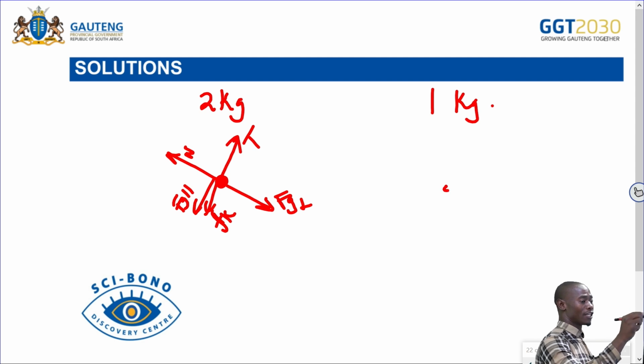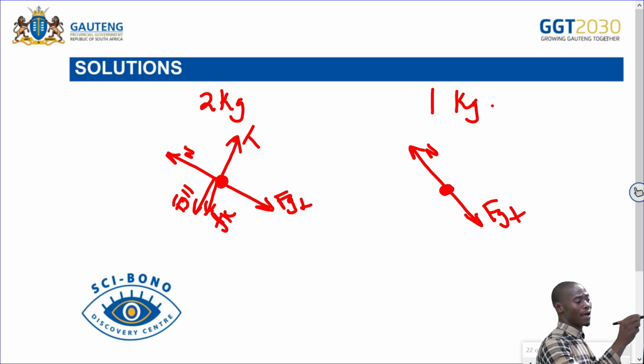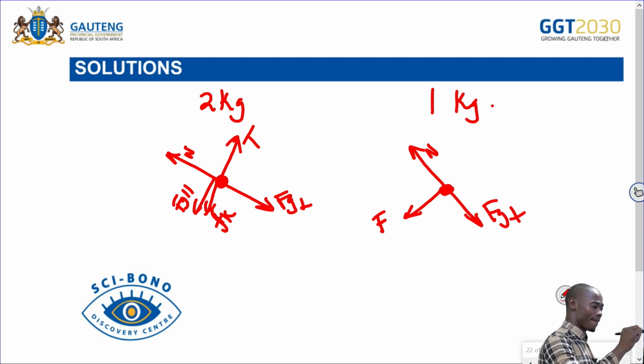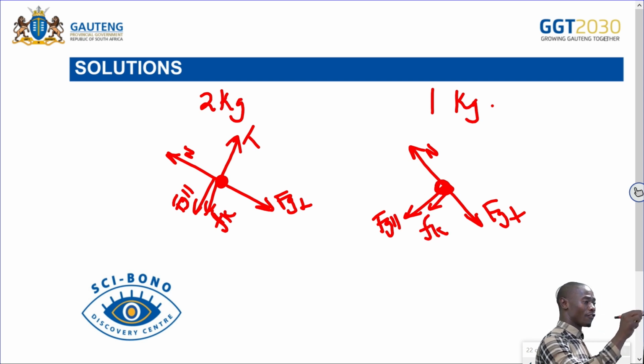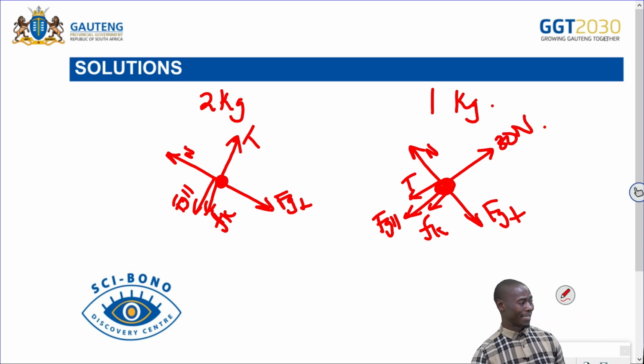And then for the 1 kilogram, I'm also having the normal force, Fg perpendicular, and Fg parallel. And then there's friction, if you still remember, there is Fk. And then the tension for the 1 kilogram is acting down the slope. And then I'm also having the 30 newtons there, which is the applied force.